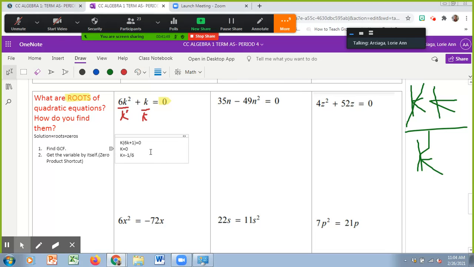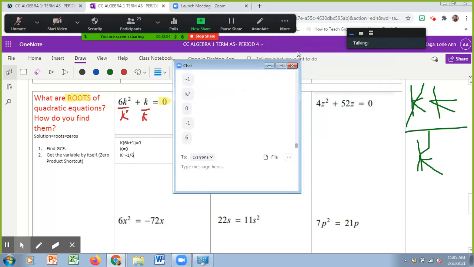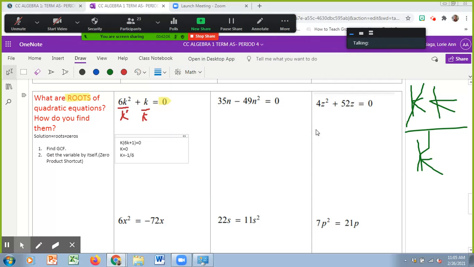And be specific. Where did that zero come from, Miss Arciaga? Or why did you divide by? Be specific. And if you already know what to do, please move on. Don't wait for me. Don't let me slow you down. Questions? Anybody? Questions?